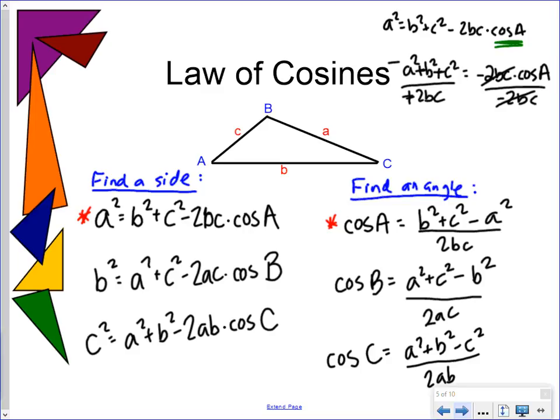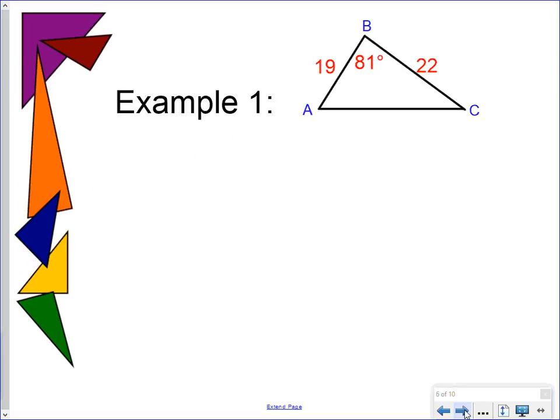Let's look at some examples. So here's our first example. We got triangle ABC. You can draw it any way you like. Angle B is 81, side C is 19, and side A is 22.